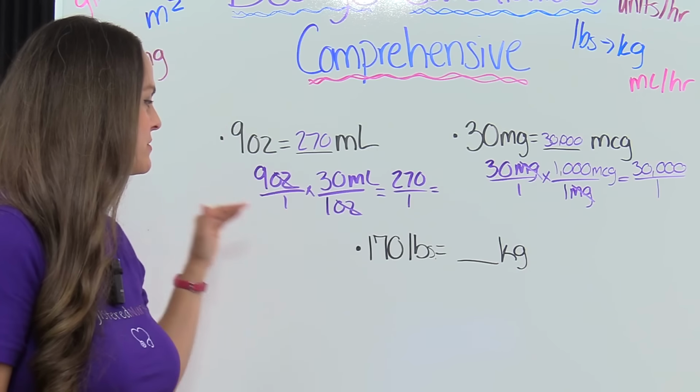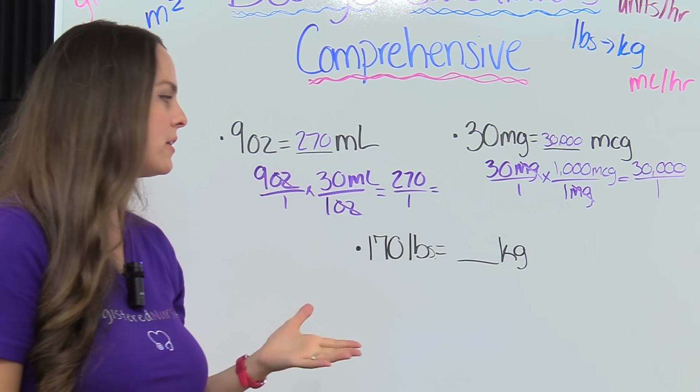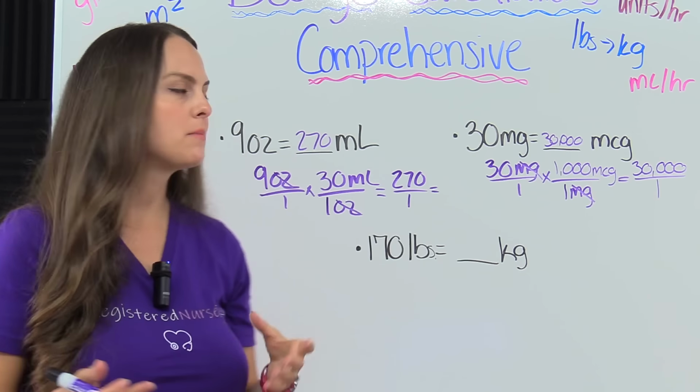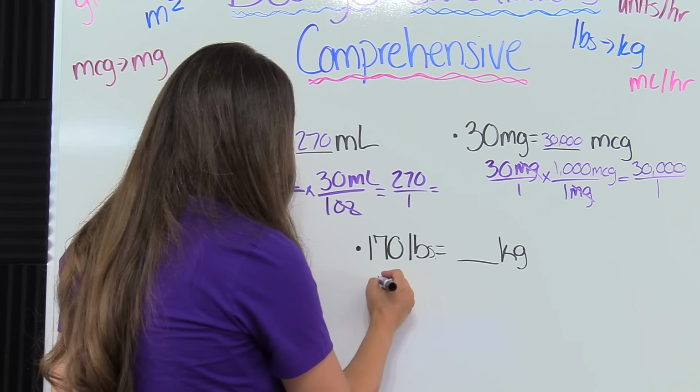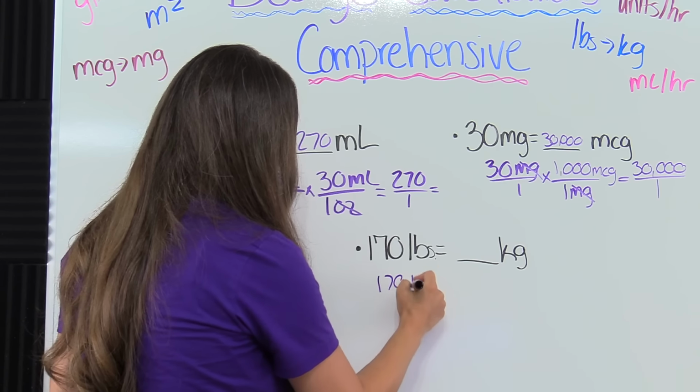And our last conversion problem says 170 pounds equals how many kilograms? So we're going to set up with dimensional analysis. So 170 pounds.